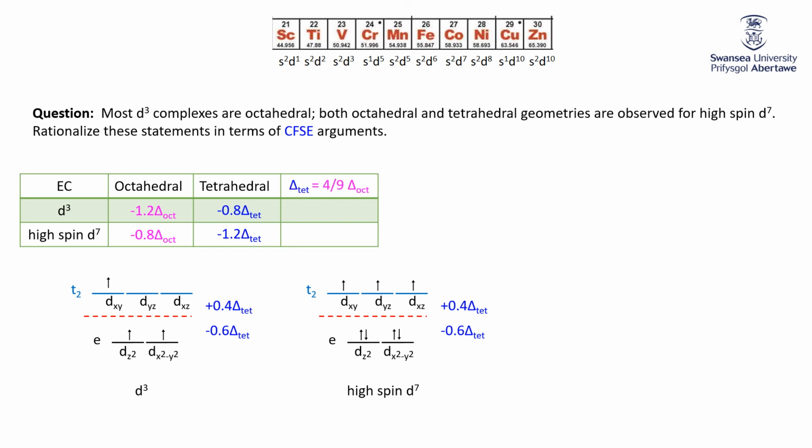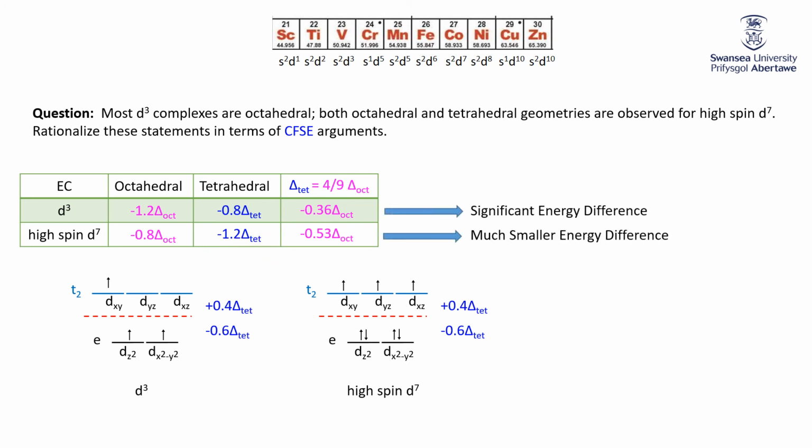Now, the relationship between delta tet and delta oct is that delta tet is 4/9 delta oct. So if we have minus 0.8 delta tet, that corresponds to minus 0.36 delta oct. In other words, just take 0.8 and multiply it by 4/9. Conversely, if we have minus 1.2, multiply that by 4/9, and we get minus 0.53 delta oct.